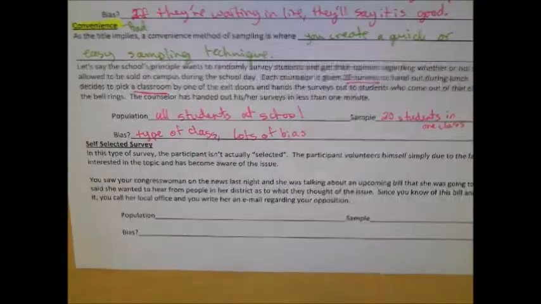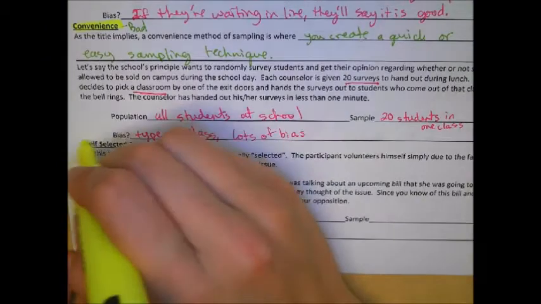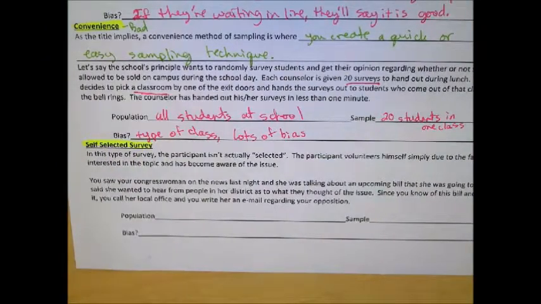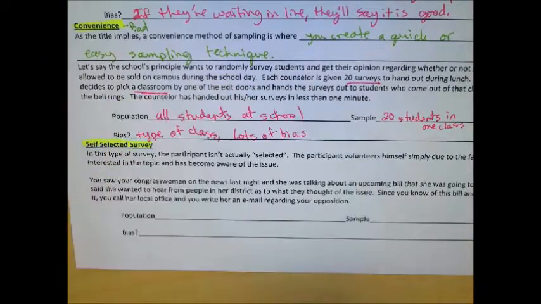Our last one is self-selected survey. In this type of survey, the participant isn't actually selected. The participant volunteers himself due to the fact that he is interested in the topic and has become aware of the issues. So go ahead and read through this, find the population, sample, and potential bias.